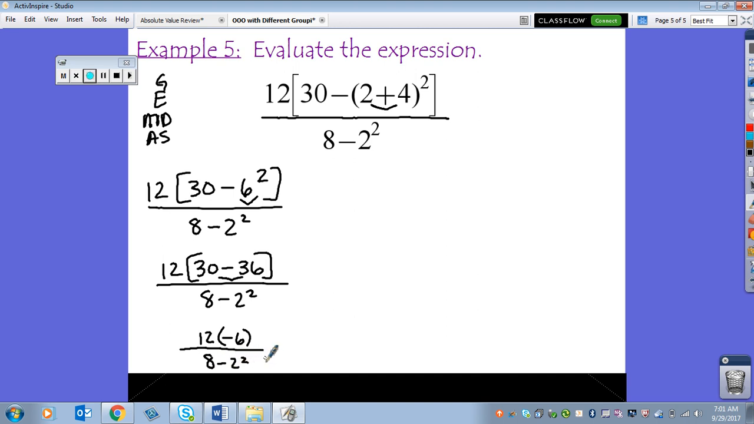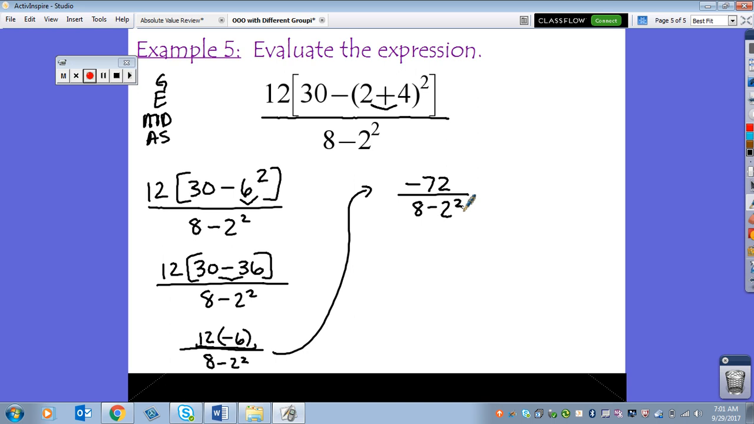Okay, now that I'm done with the grouping symbols in the numerator, I move on to the other steps. I don't see any exponents, so I'm going to do my multiplication. Typing into my calculator 12 times negative 6. When I do that, I'm going to get negative 72, and that's still over 8 minus 2 squared.